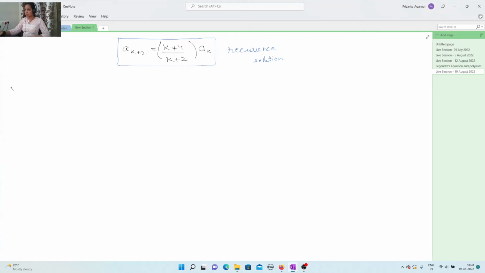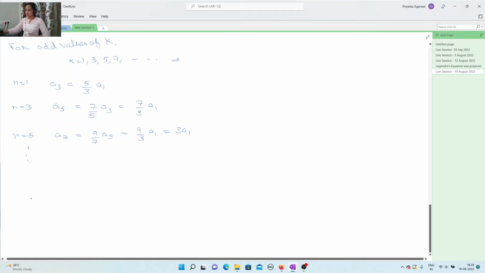Now let's see for odd values. For odd values of k, the values of k will be 1, 3, 5, 7 and so on till infinity. So for k equals 1, we can write a3 equals 5 by 3 a1. For k equals 3, we can write a5 equals 7 by 5 a3, which will be 7 by 3 a1. Similarly, for k equals 5, a7 will be 9 by 7 a5, equals 9 by 3 a1.